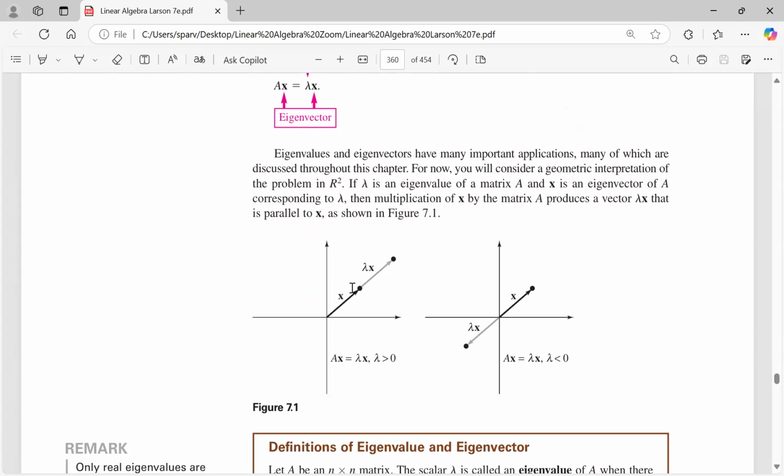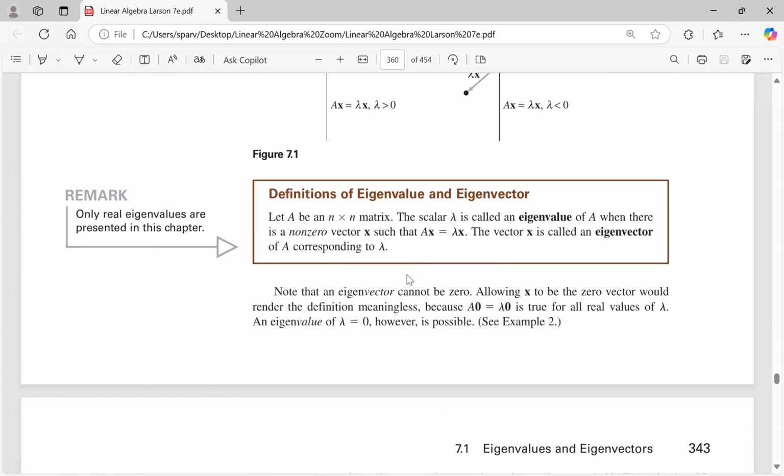And here you have the graph. See, they are parallel, going in the same direction as X, or they are parallel except going in the opposite direction. That's when lambda is negative. So that's all the eigenvalues and eigenvectors are. Let's take a look at the definition now.